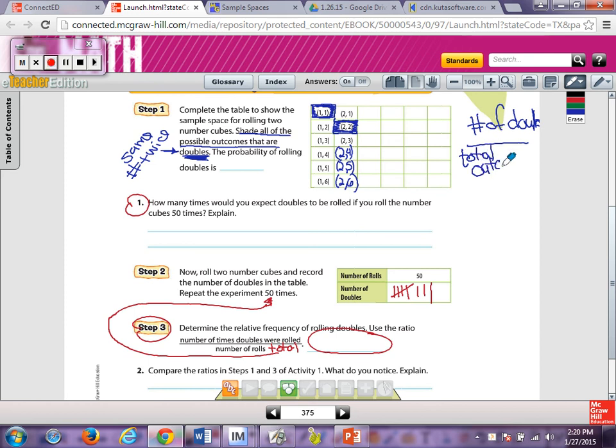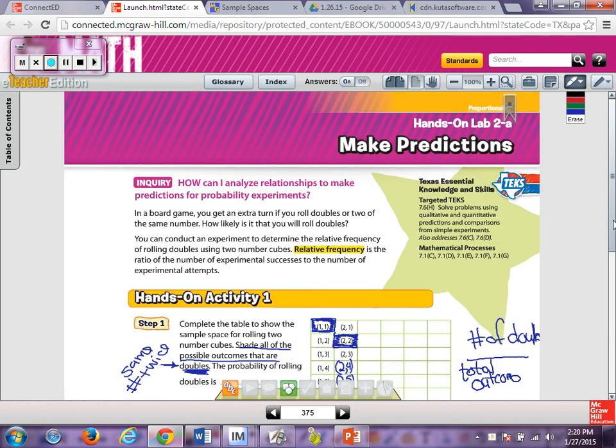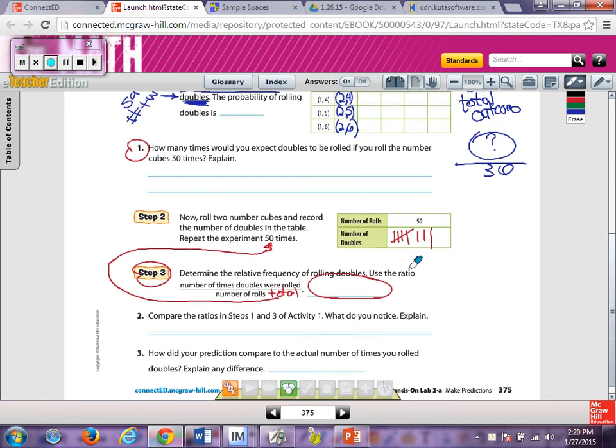Well, we can find the total outcomes right now. There's 1, 2, 3, 4, 5, 6, 12, 18, 24, 30, 36. So it's going to be some number out of 36. However many number of doubles that is, you got to figure out based on your chart. When you do that, simplify your fraction. After you simplify your fraction, if you can, then compare that fraction to the fraction of what you get down here when you do the experiment.